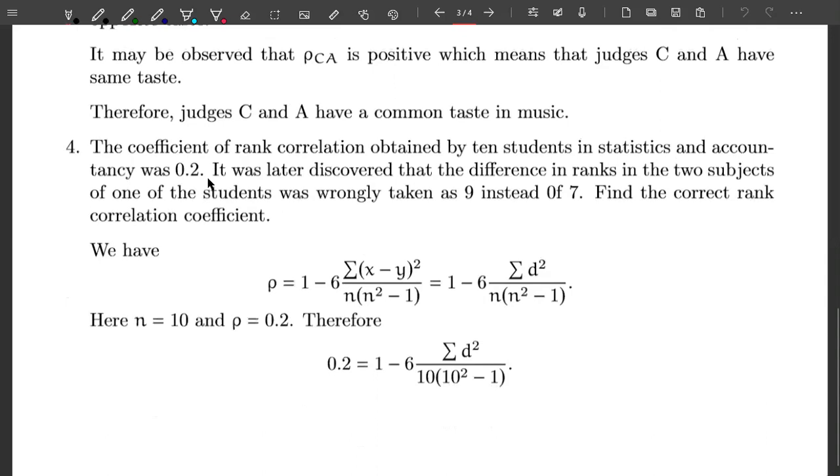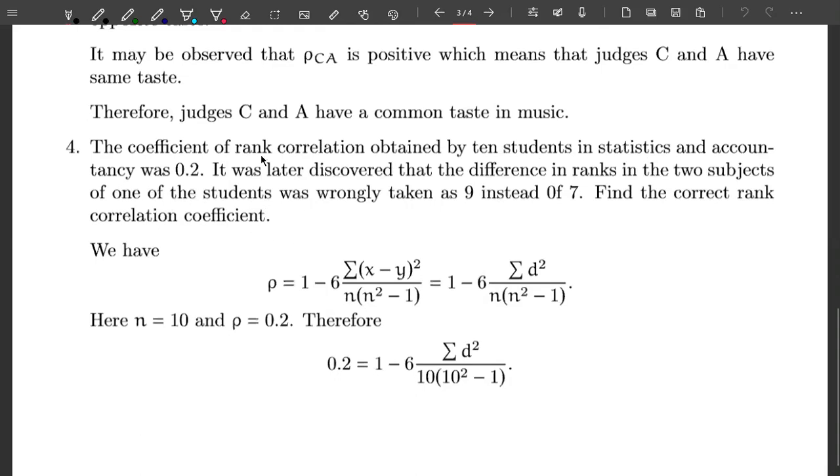So here rho is already calculated. The value of rho is 0.2. It was later discovered that the difference in ranks in the two subjects of one of the students was wrongly taken as 9 instead of 7. Find the correct rank correlation coefficient. So here one value of D square is wrong.